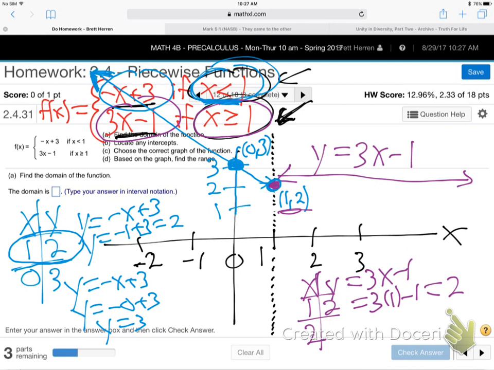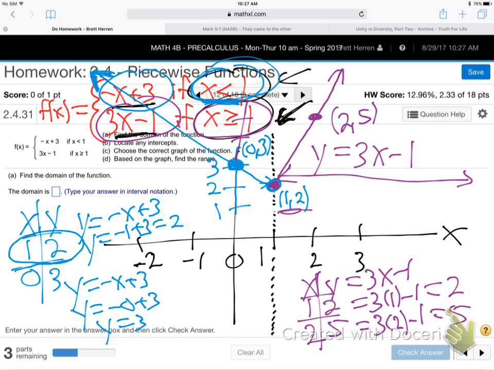And then plug in 2. 3 times 2 minus what? 6 minus 1, 5? So over 2 up 5, 3, 4, 5, so it'd be about here. Over 2 up 5. And then connect them. Like that. And we're done.